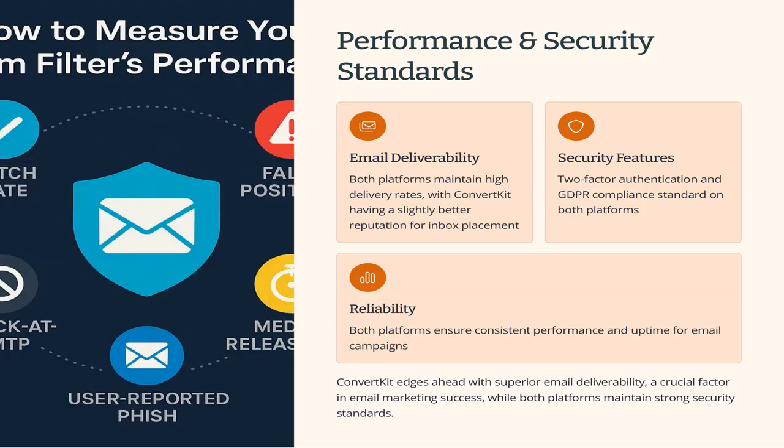Now, let's discuss performance and security. Both MailerLite and ConvertKit offer high delivery rates, ensuring your emails reach your subscribers' inboxes. They also prioritize security with features like two-factor authentication and GDPR compliance. However, ConvertKit has a slightly better reputation for email deliverability, which is a crucial factor in email marketing.